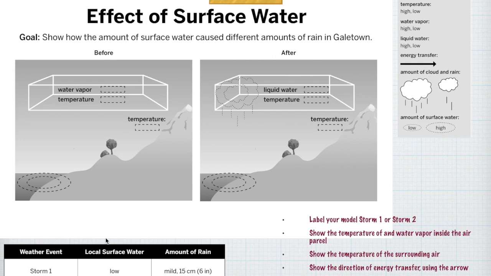If you turn to page 32 in your workbook, you'll notice I kept the data table here, the instructions of what I would like you to do, and then the storms. This is storm 1. Storm 2 is going to look exactly the same, but I just want to model how this should look. On yours, make sure you write in that this is storm 1.